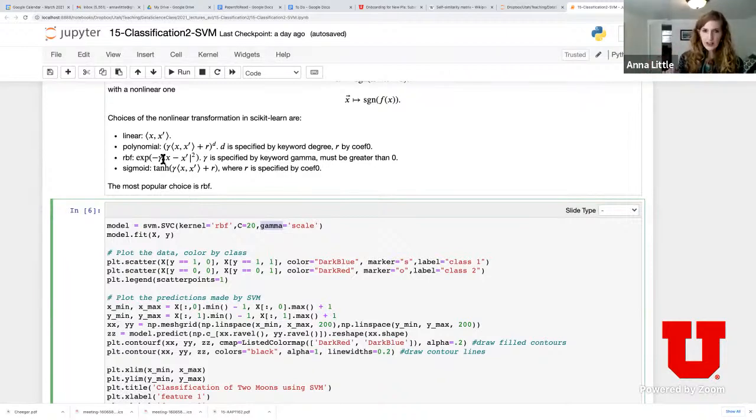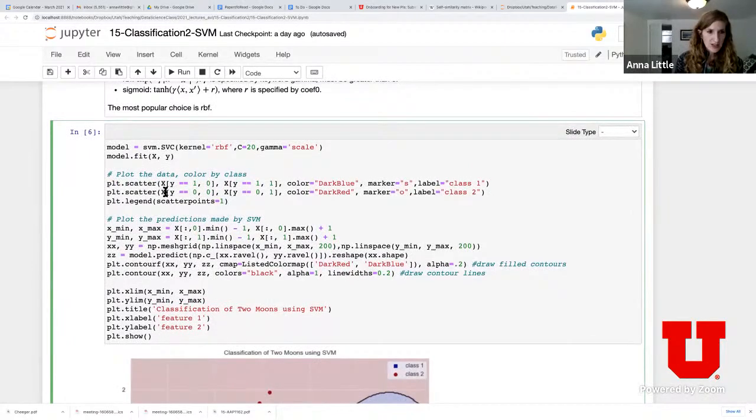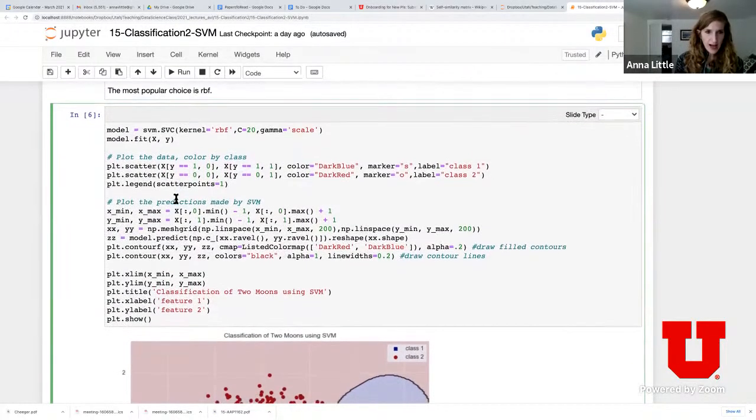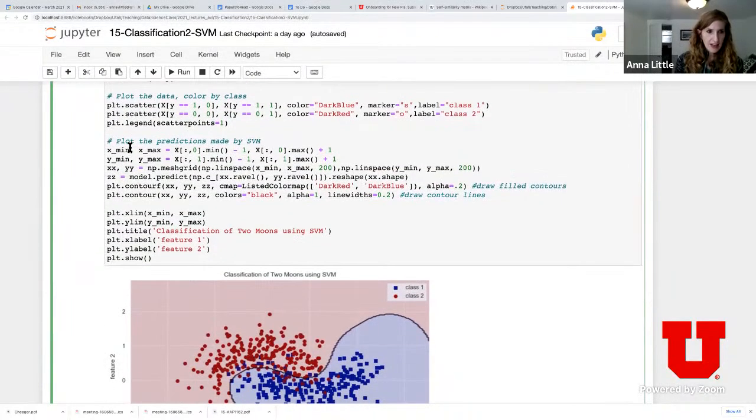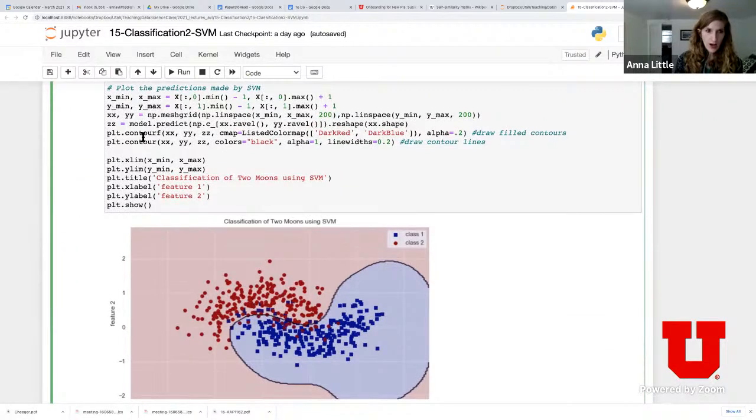So there's some built-in heuristic for how to compute the gamma. Okay, and then once again, we'll fit X and Y. And now let's take a look. Once again, we plot the data colored by class, blue and red. Then we make our mesh grid of points and apply the predict function to compute what class all of those points are in. We can draw with the contour functions, fill in the blue and the red regions, and also outline in black the boundary between the two.